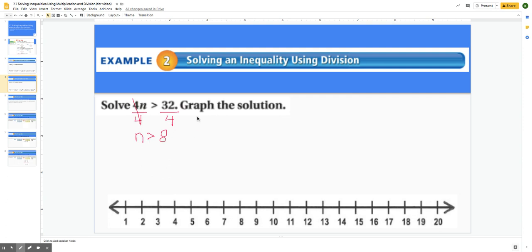To graph this solution, we locate 8 on the number line and we put a circle there. Since we don't have the line underneath it, this means that n has to be bigger than 8, so we want to leave the circle open. Since n can be anything that's greater than 8, we want to draw an arrow to the right on the number line to show that anything greater than 8 would be a solution to the inequality.